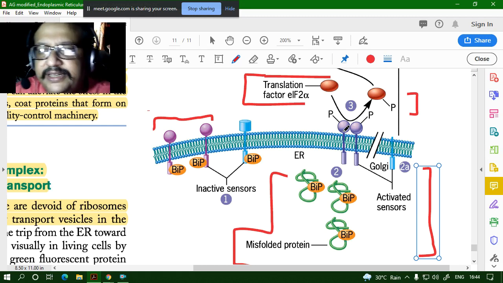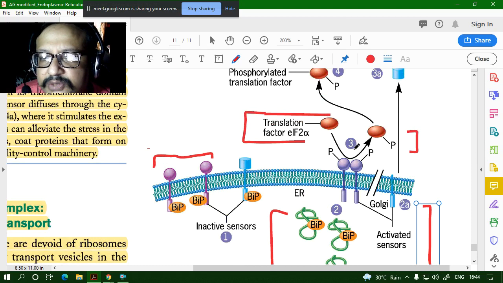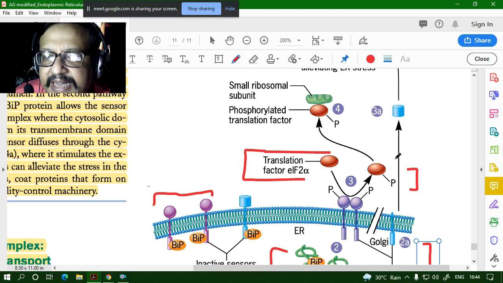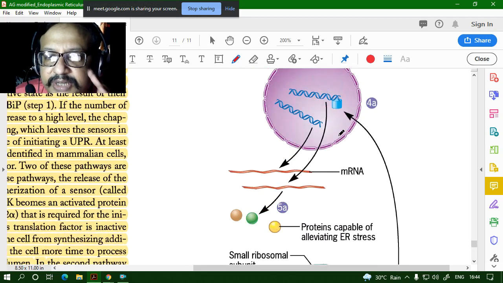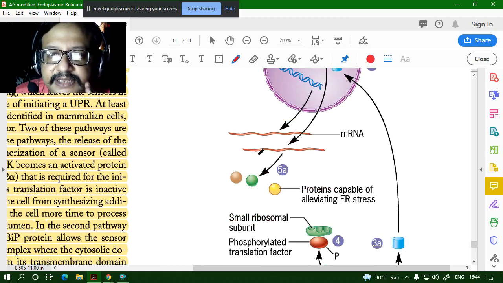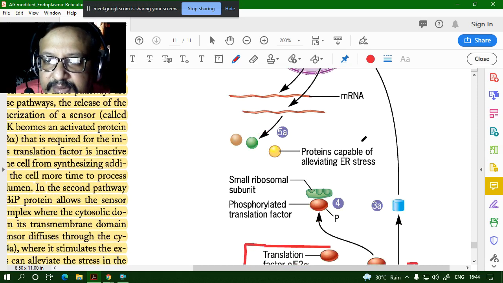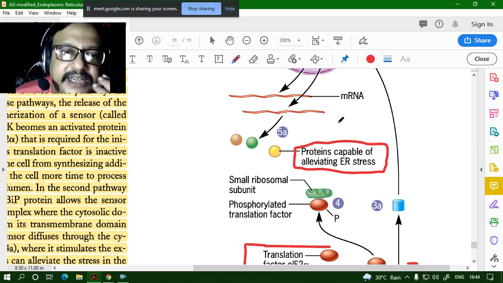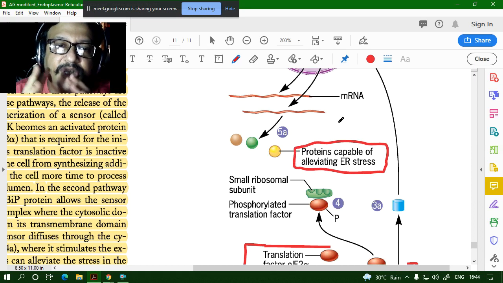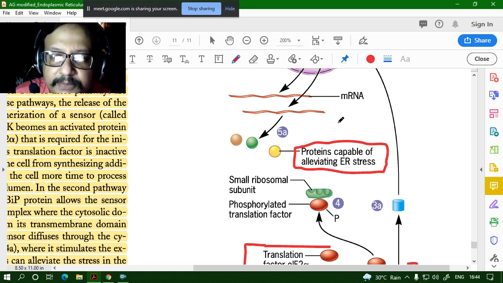When the two brothers come together, they become active and phosphorylate translation factor EIF2 alpha. Once it is phosphorylated, a sequence of events takes place which will eventually stop translation, or they will make the translation of proteins which are capable of alleviating endoplasmic reticulum stress. So either it will stop translation or it will produce more proteins which will reduce the stress of the endoplasmic reticulum. So this is the unfolded protein response.